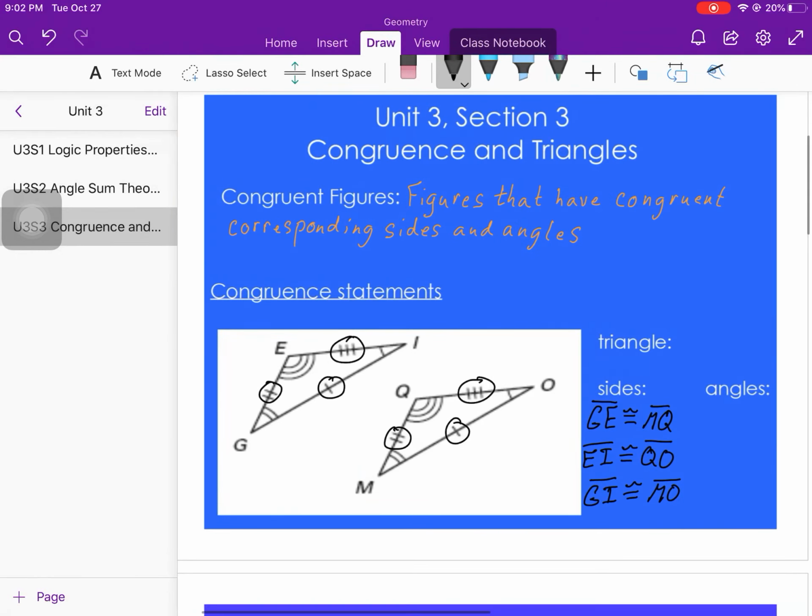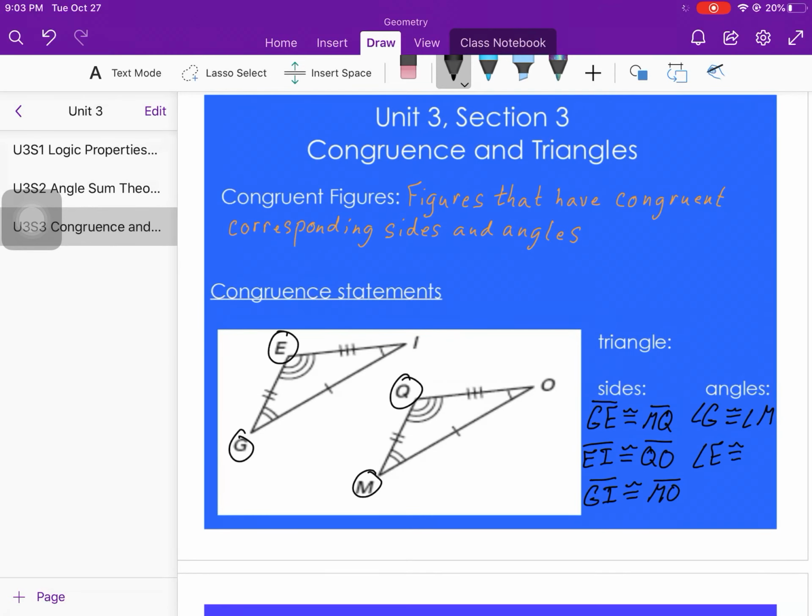Okay. Now we're talking about angles. For angles, we only need one letter to name them. We have to be careful with that. So angle G is congruent. Angle G is right here. That has two arcs. I'm going to erase these here. So for angle G, we have two arcs, so we want to find M, which also has two arcs. That is congruent. And then we have E, which is congruent with Q. And then we have angle I, which is congruent with O.